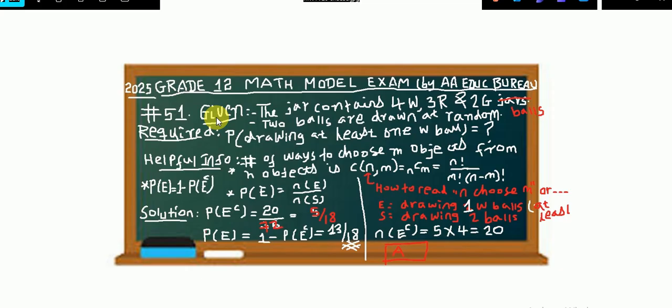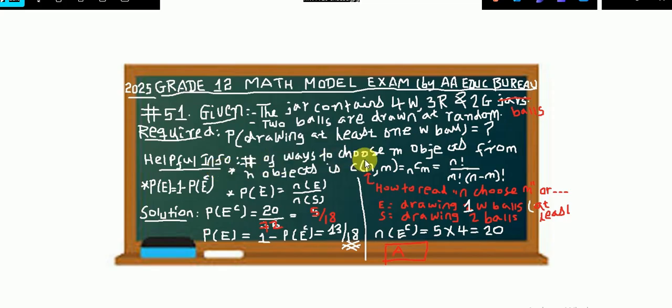So in order to solve this problem, what's given first, let us see the given information. We are given a jar containing 4 white, 3 red and 2 green balls, and 2 balls are drawn at random. This is given information. What's required is the probability of drawing at least one white ball. What helpful information can be used to solve the problem?